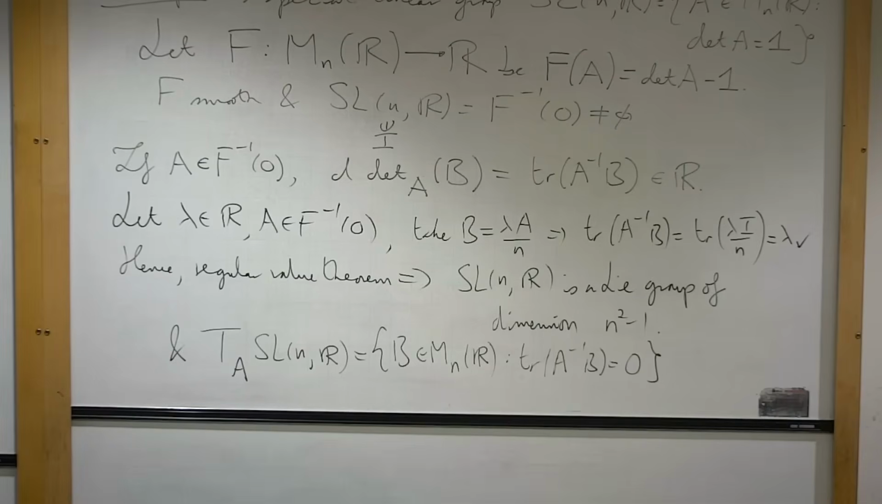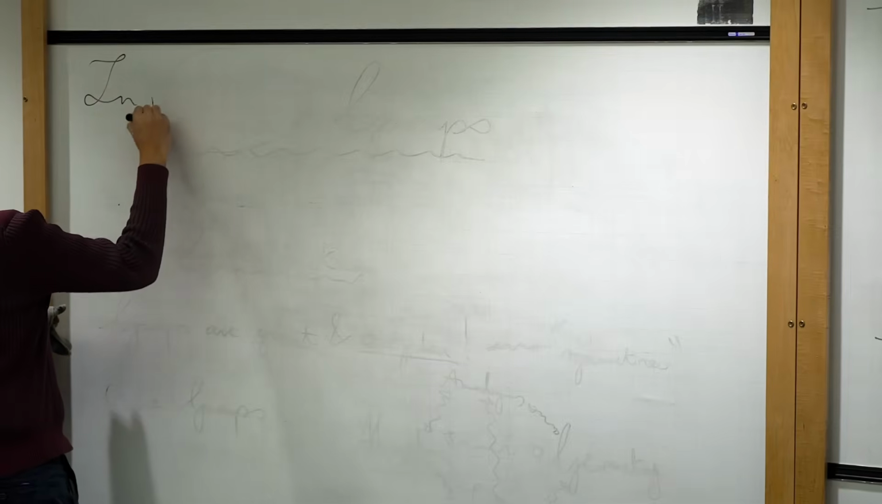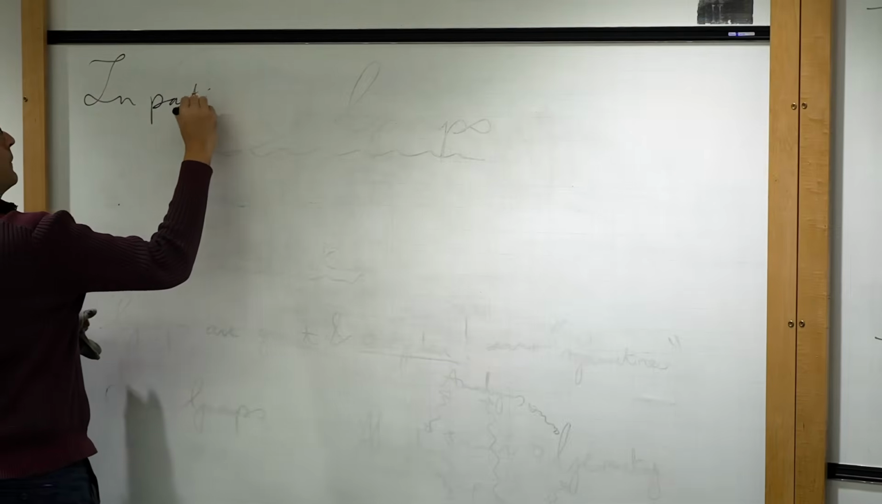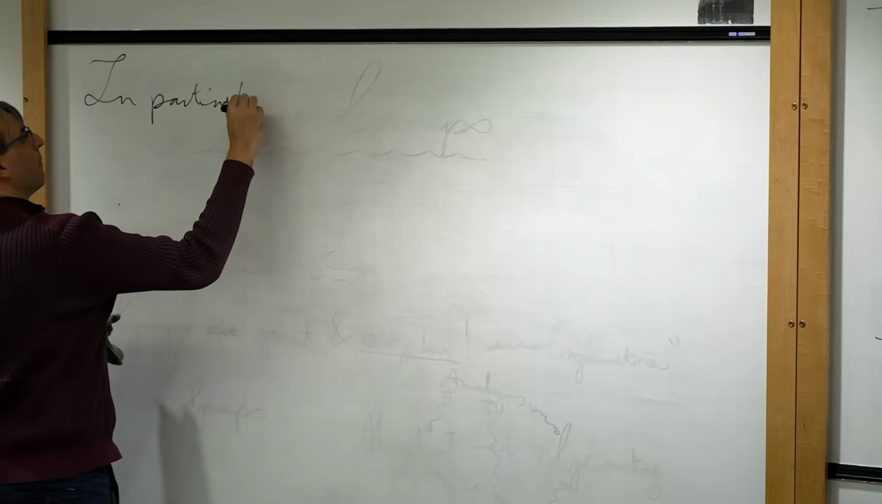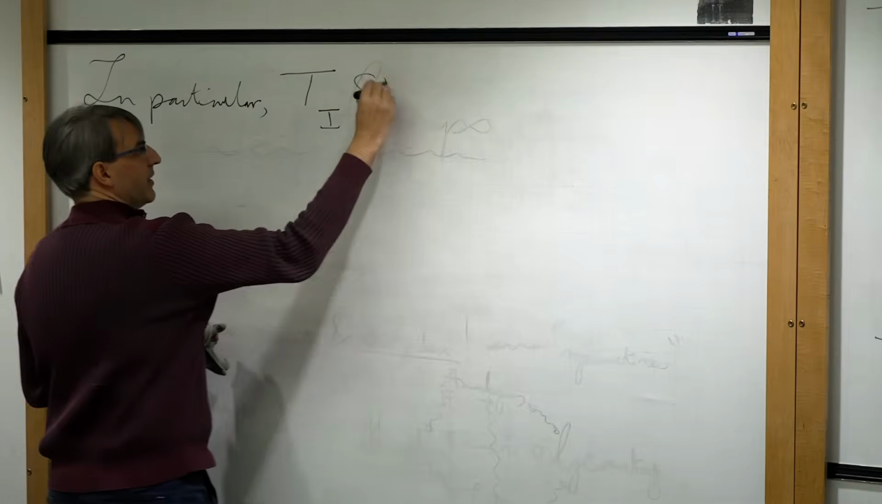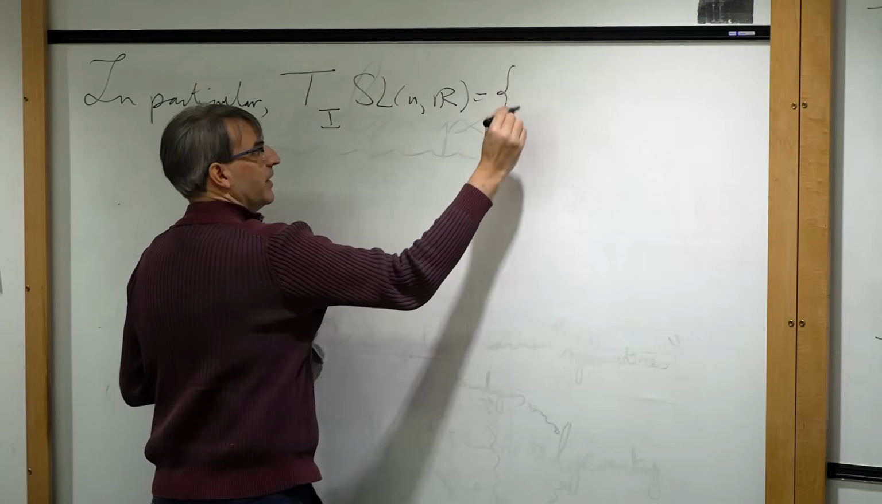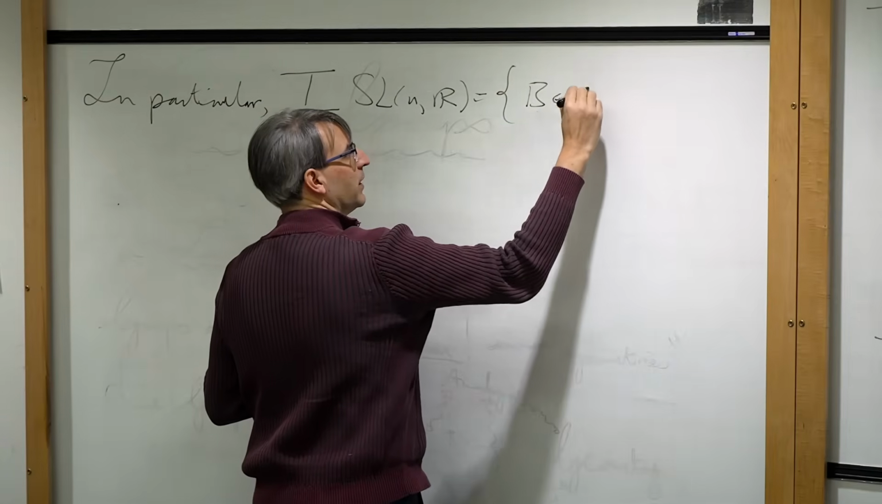It's just going to be the trace-free matrices. In particular, the tangent space at the identity of SL(n, R) is just the trace-free n by n matrices.